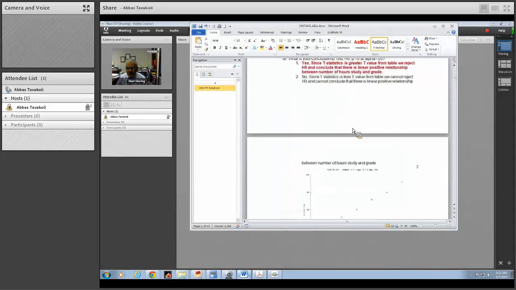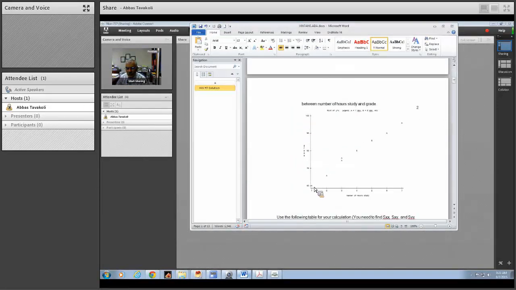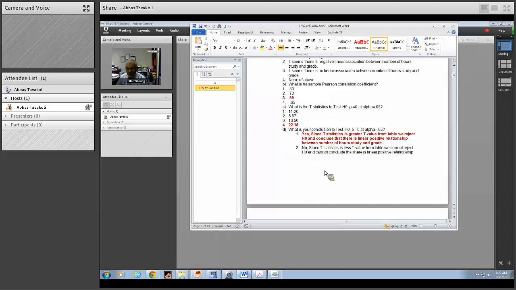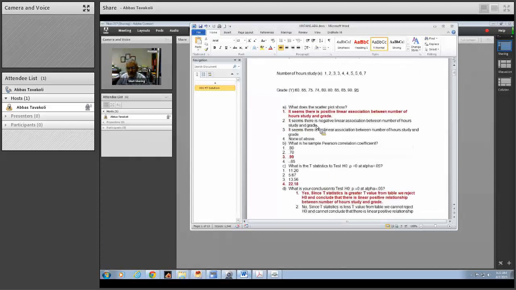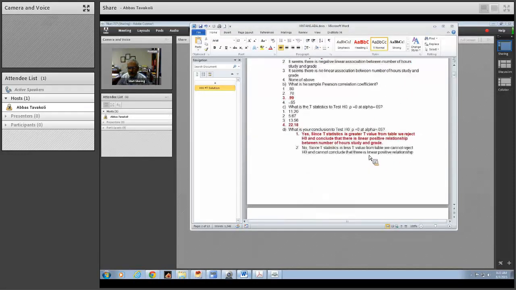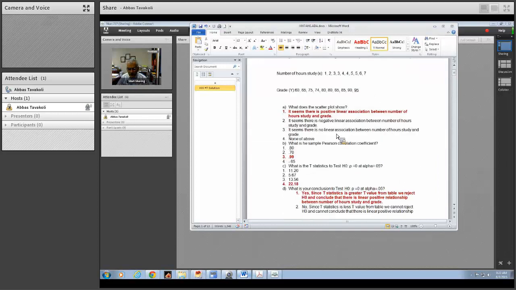So there is a scatter plot. I ask you, what does this scatter plot show? Basically, it seems there is a positive linear association between number of hours of study and grade. If you look at the number of hours of study, as the number increases, the grade is increasing, and it's sort of like a perfect line there. So that's the correct answer.